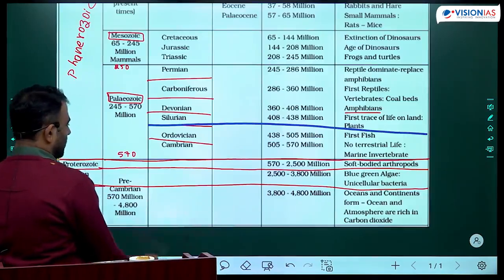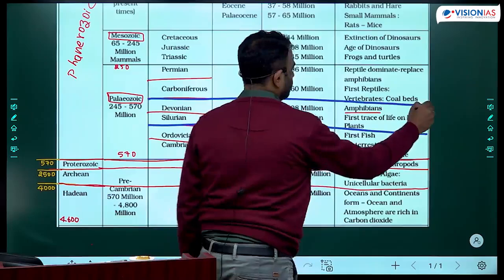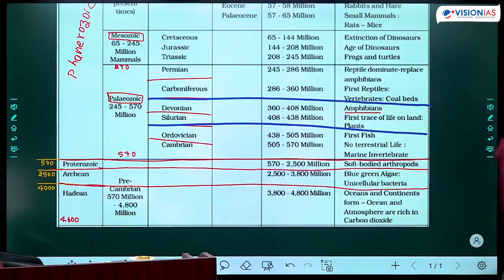Okay, the life has so diversified, the earth decided to check again once more: the second mass extinction. The end of Devonian, second mass extinction.